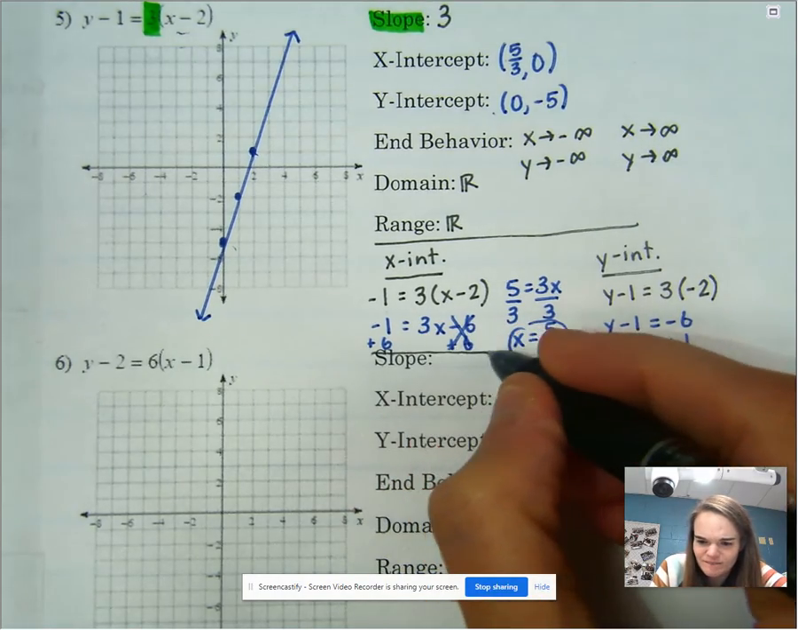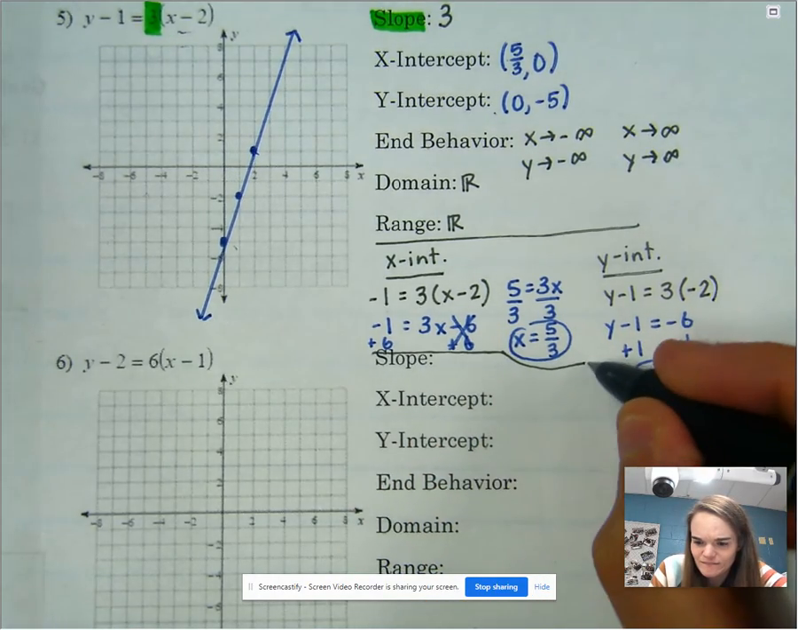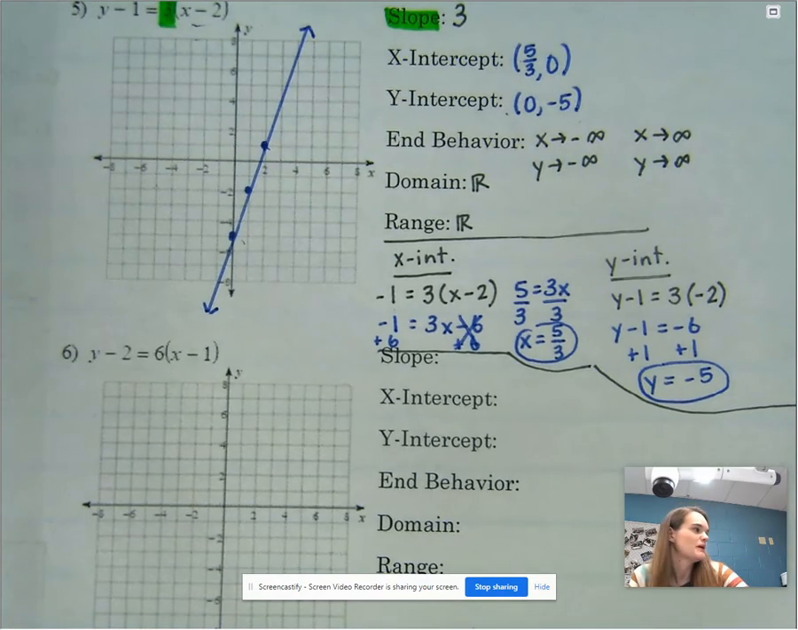Okay, I'm going to kind of, there we go, got my space back.